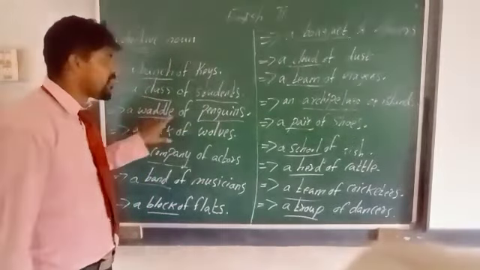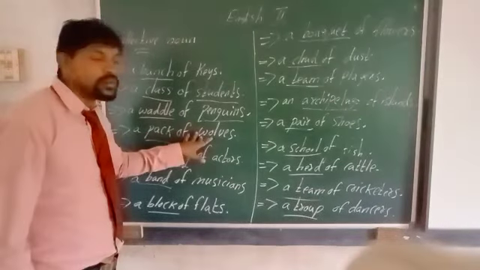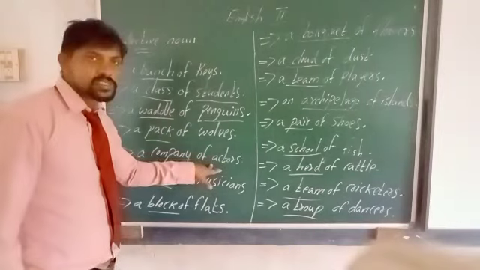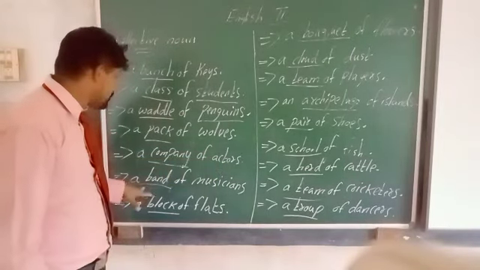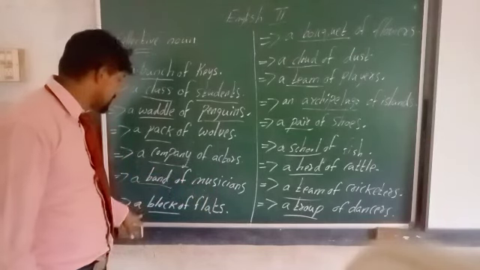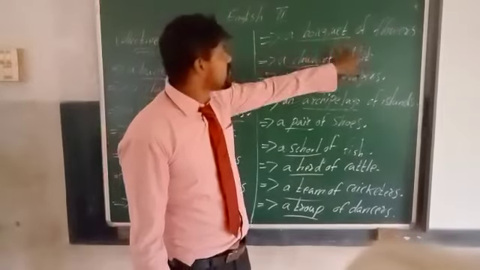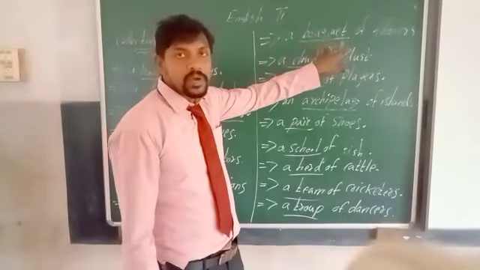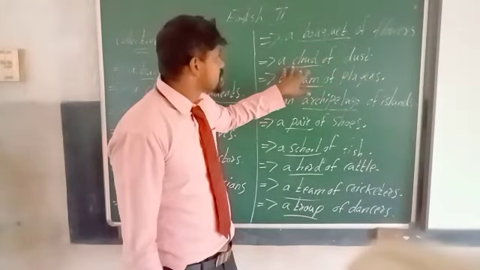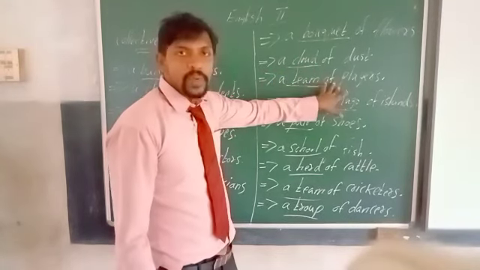Class. A battle of penguins. More penguins. Battle. A pack of wolves. More wolves. Pack. A company of actors. More actors. Company. A band of musicians. More number of musicians. Band. A block of flats. Block. A bouquet of flowers. Bouquet. More number of flowers. A cloud of dust. More number of dust. We can't count dust, okay? So, cloud.